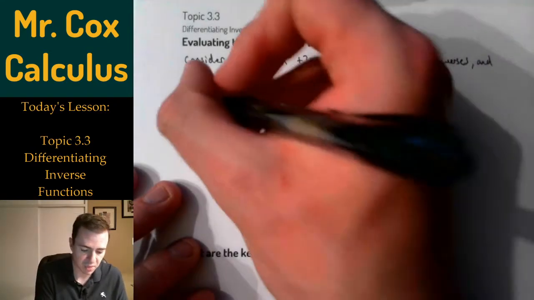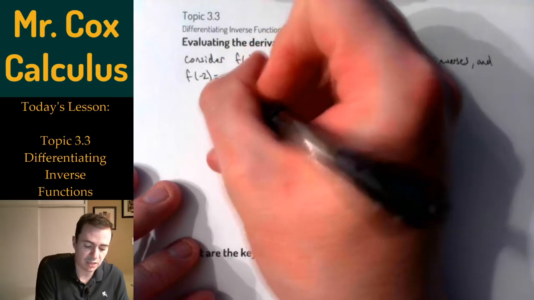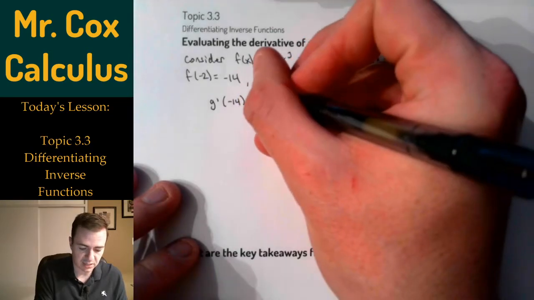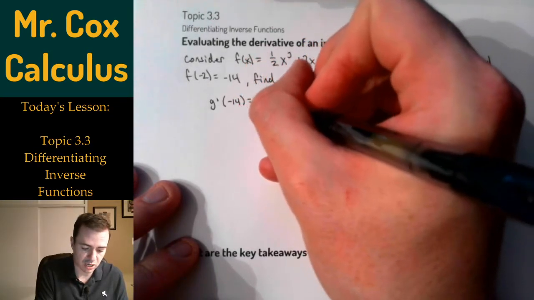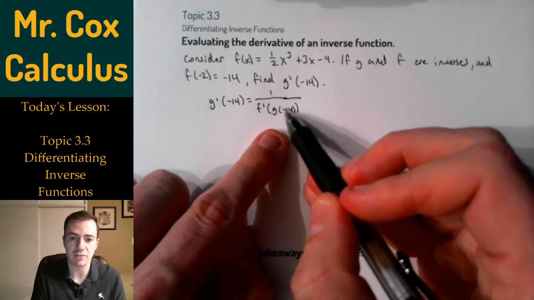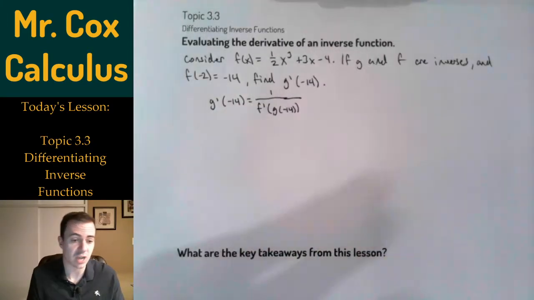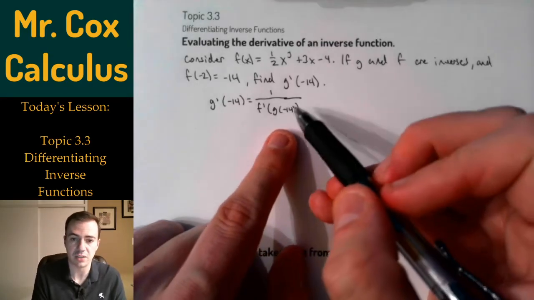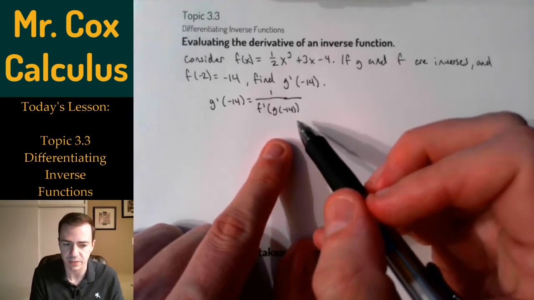Keep in mind, we don't even know what g of x is other than it's the inverse of f of x. But if we take a look at the formula that we came up with in our previous video, we know that g prime of -14 is equal to 1 over f prime of g of -14. So I can figure out what g of -14 is and substitute that into the derivative of f, which I can find pretty easily. So let's start off with a couple of things that we need to know, and my advice for you is to work inside out whenever you're dealing with this situation.